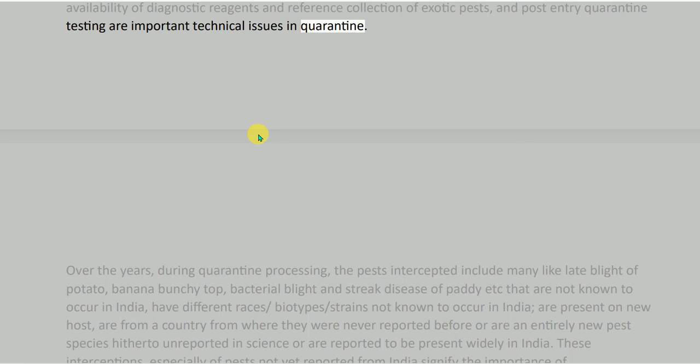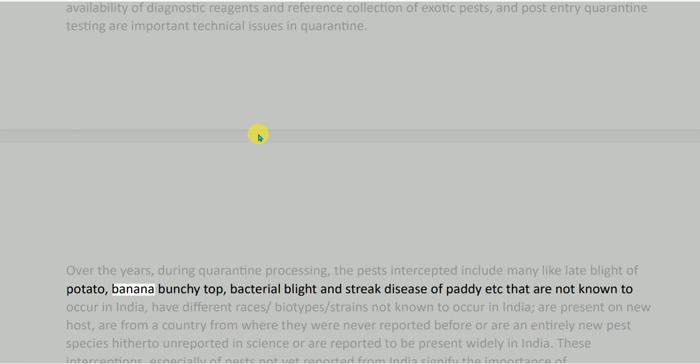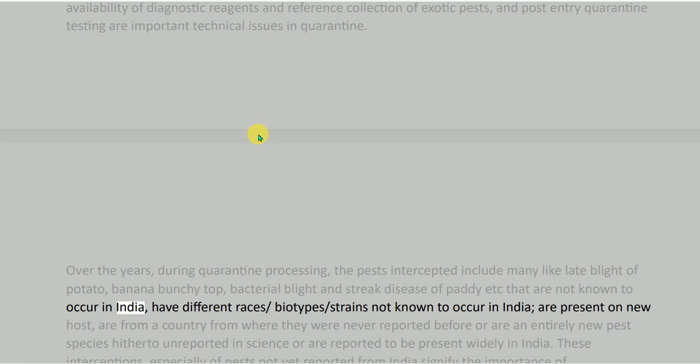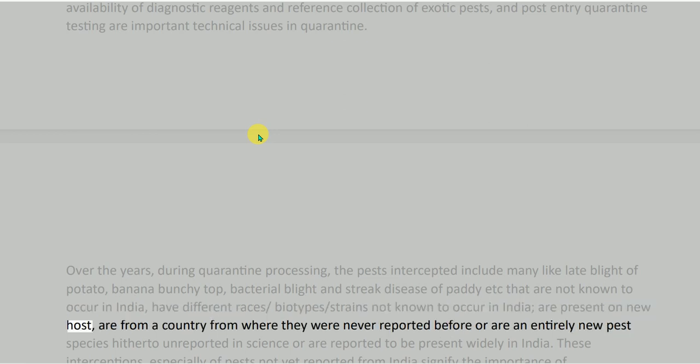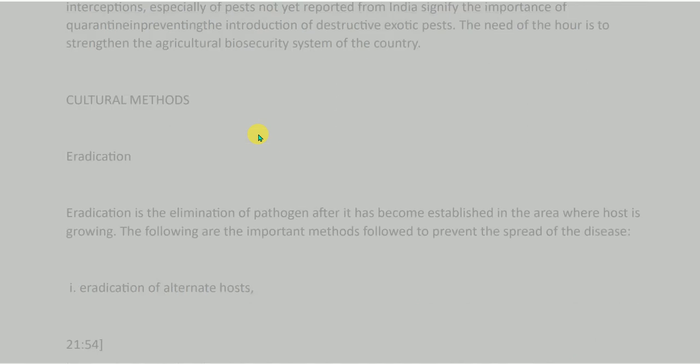Over the years, during quarantine processing, the pests intercepted include many like late blight of potato, banana bunchy top, bacterial blight and streak disease of paddy, etc. that are not known to occur in India, have different races, biotypes or strains not known to occur in India, are present on a new host, are from a country from where they were never reported before, are an entirely new pest species hitherto unreported in science, or are reported to be present widely in India. These interceptions, especially of pests not yet reported from India, signify the importance of quarantine in preventing attack of destructive exotic pests. The need of the hour is to strengthen the agricultural biosecurity system of the country.